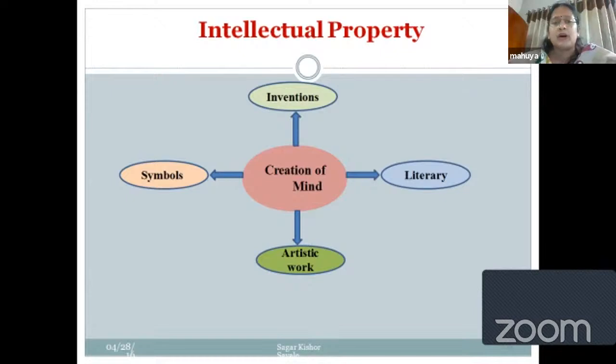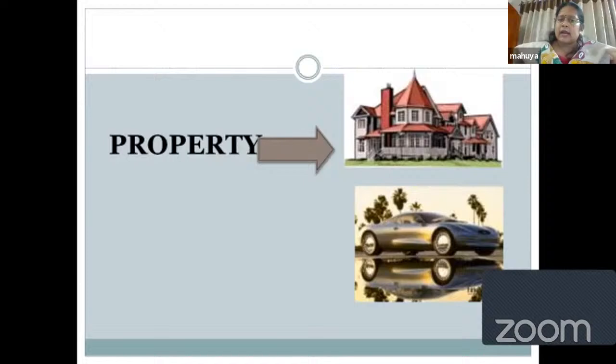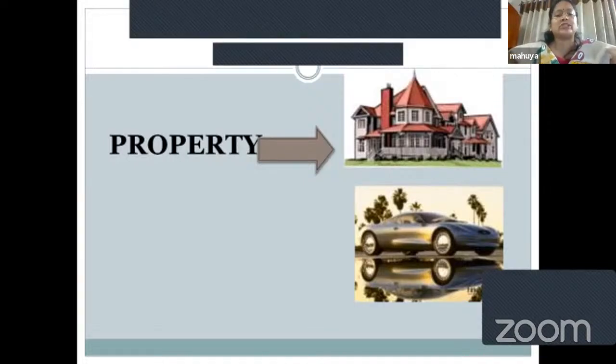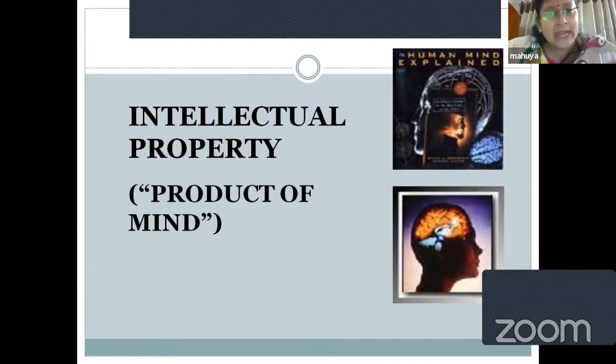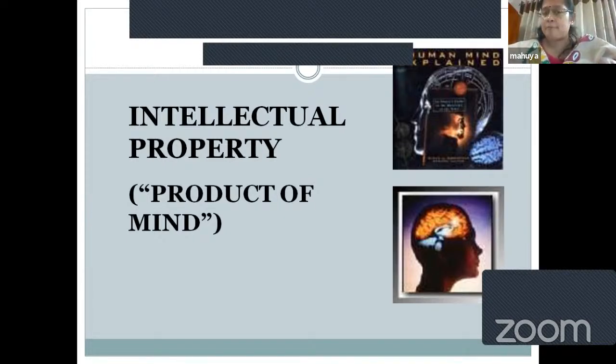With all these viewers, I want to mention that intellectual property is basically creation of the mind. It may be an invention, a literary work, symbols, or artistic work. So the concept of property has totally changed in today's technology frontier, and intellectual property, that means product of the mind, is important.